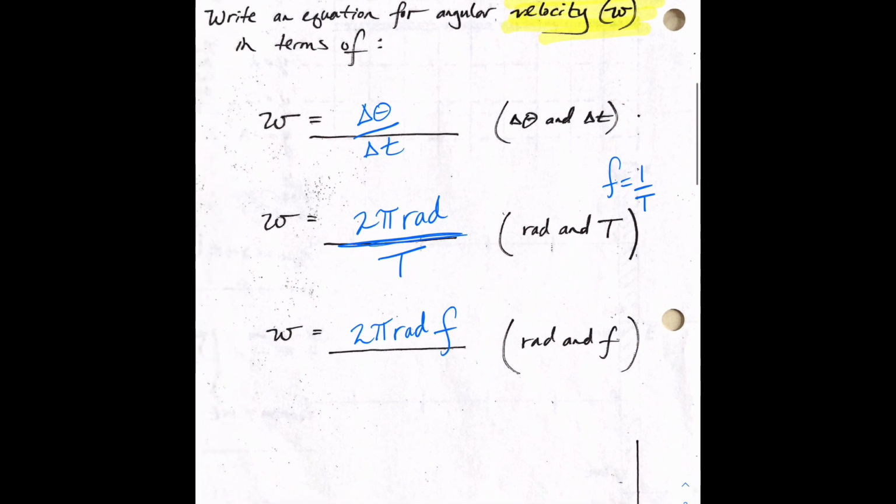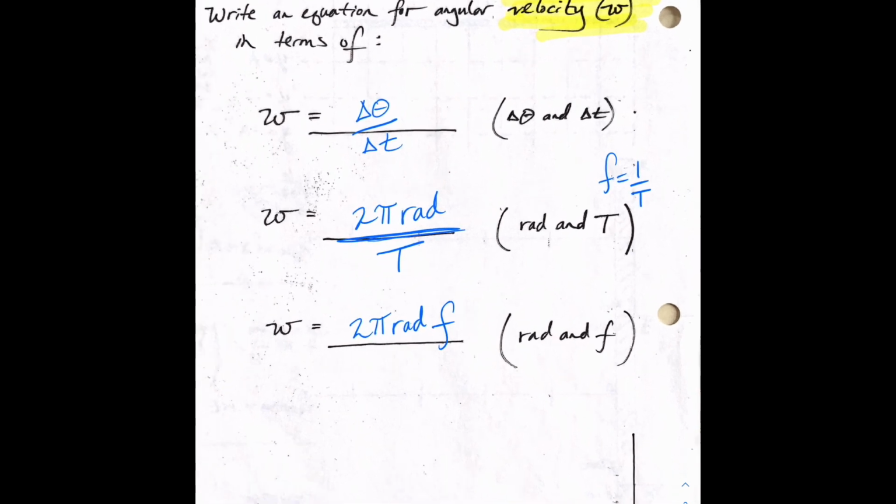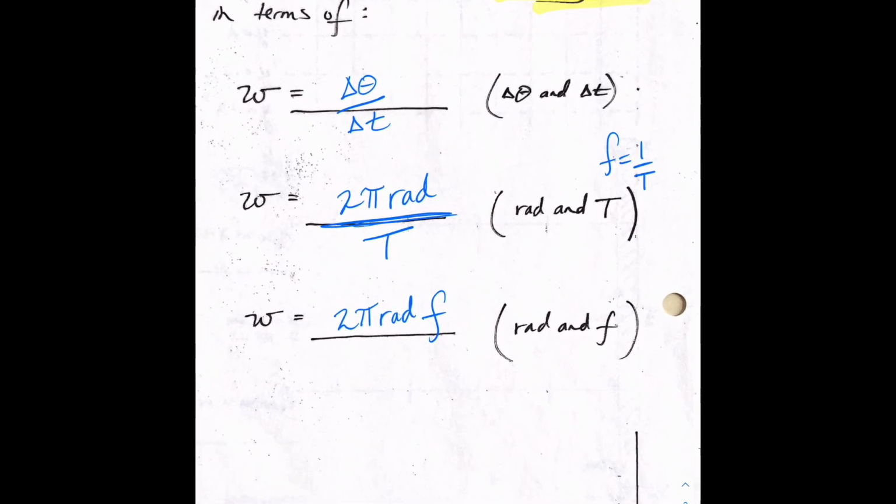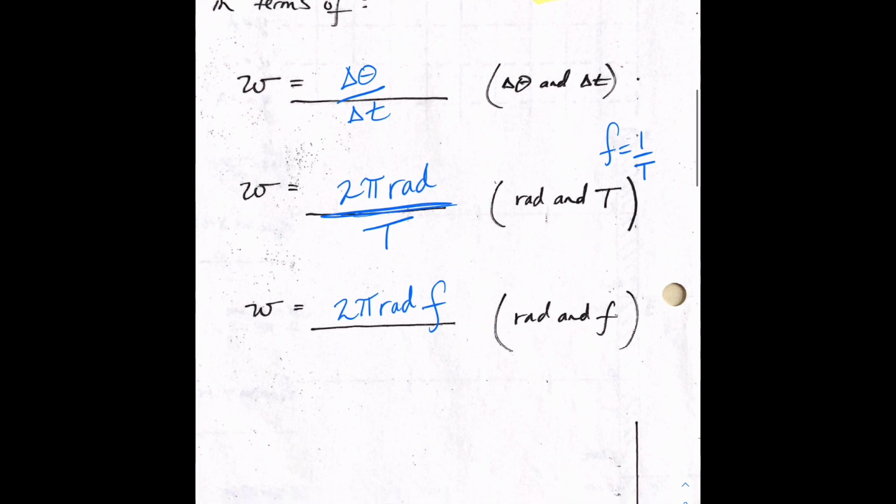And so, get that final expression for omega, or angular velocity. Okay, so hopefully that makes sense, and that all rings a bell because that's kind of review from circular motion a little bit.